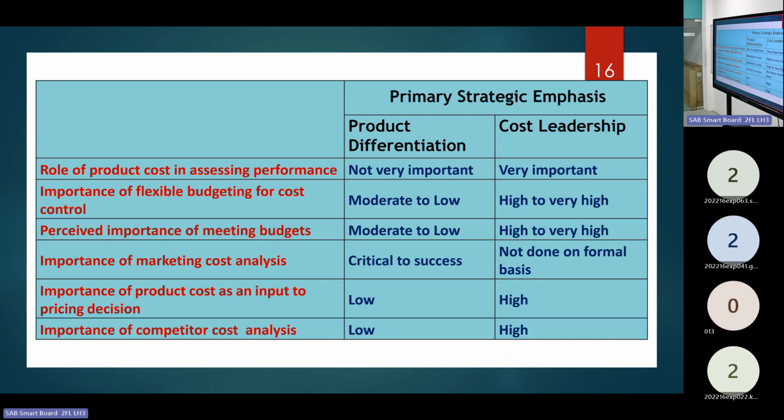So the marketing cost analysis, important differentiation. Don't think mobile industry networks differentiate by features. Importance of product cost as an input to pricing decision. Now, differentiation strategy: your pricing is not based on the cost, it is based on the perceived value of the customer. Right? Perceived value. Cost leadership: your price is mainly cost plus.